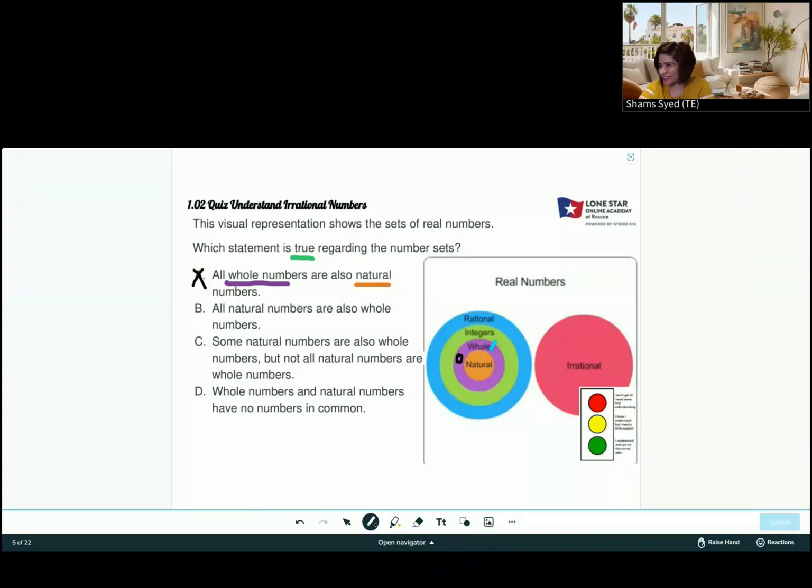Whole numbers include zero, but zero is not a natural number. Natural numbers are counting numbers and start from one onwards. One, two, three, and so on and so forth. So like that. Well, let's look at B.